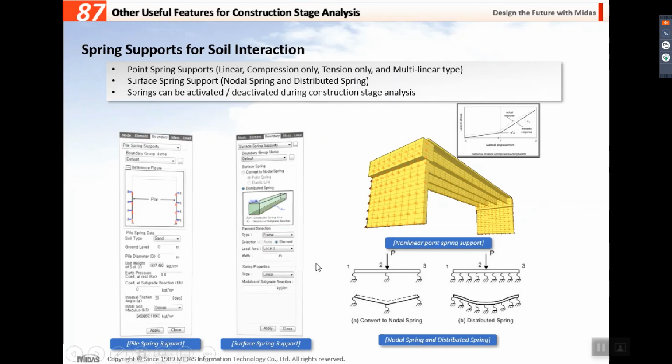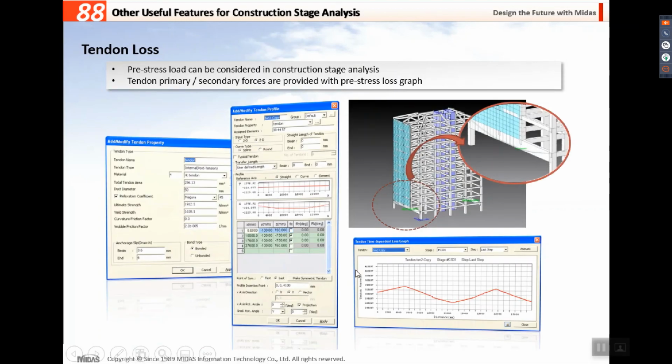The spring supports, or the SSI, the soil spring supports for soil interaction, can also be considered by activating or deactivating them in construction stage analysis. And the last one is the tendon loss, where we can consider the pre-stress beam load or pre-stress load in construction stage analysis.